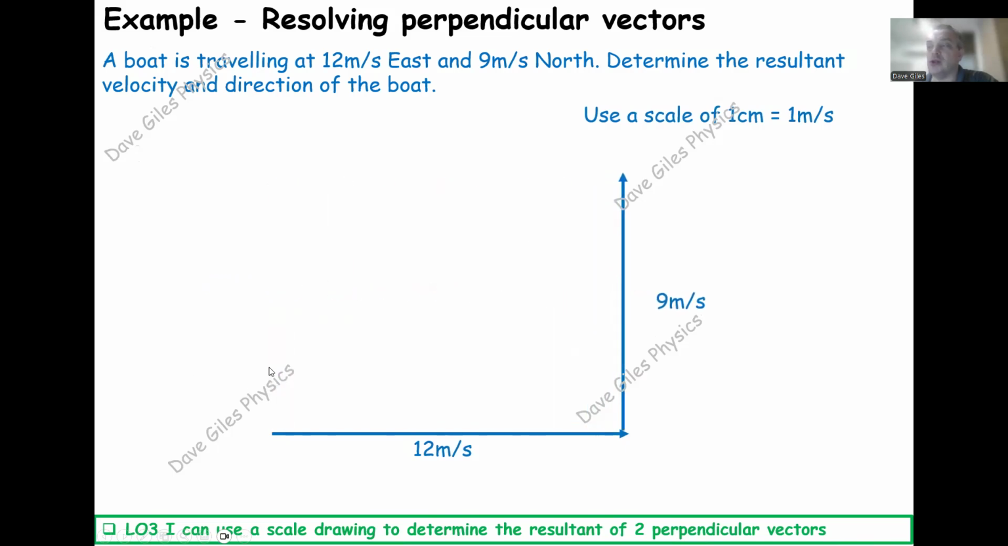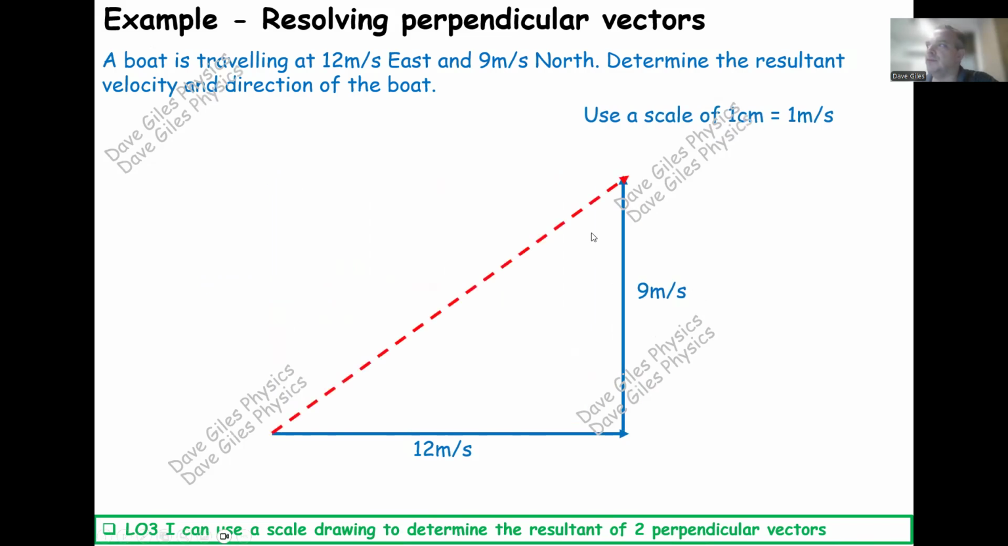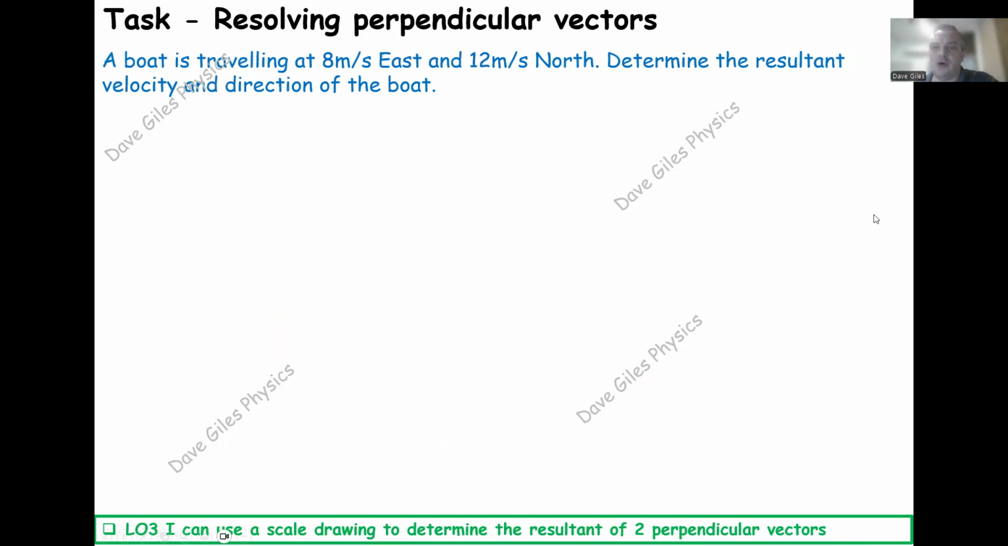Now, when I draw the resultant, which is here, I get 15 centimeters long. So 1 centimeter is 1 meter per second, so 15 meters per second is the resultant. And if I measure the angle, I get 37 degrees. Okay, so that's one I've worked through with you. Here's one for you to have a go at yourself.